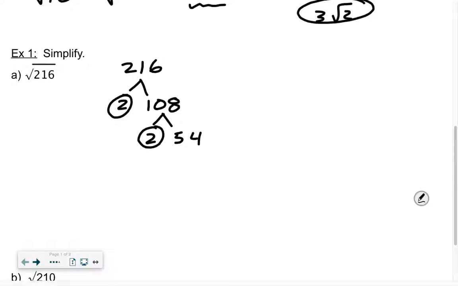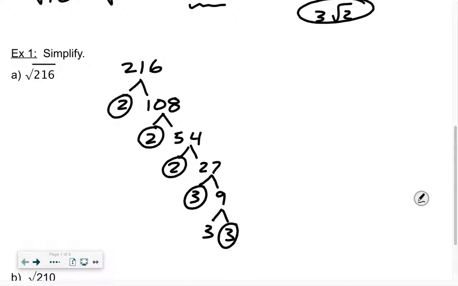Now we're down to 54. 54 is still even. 2 and 27. 2 is prime. If we look at 27, factors of 27 are now 3 and 9. And lastly, if we do 9, we have another 2 3s.